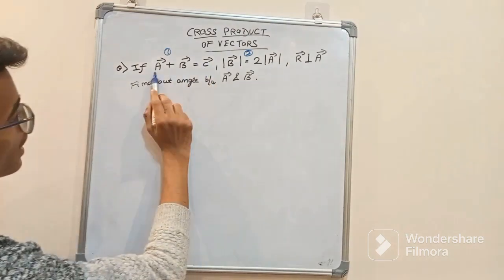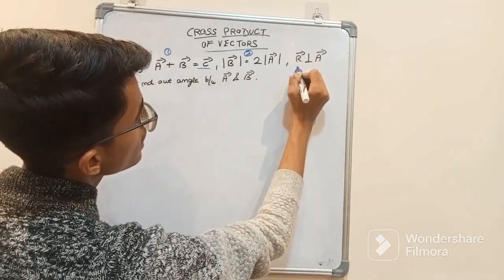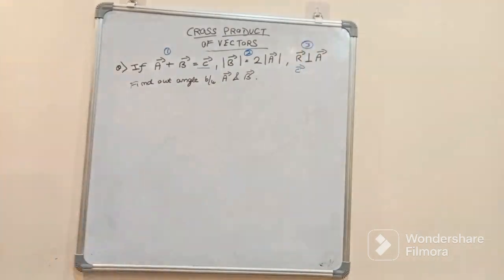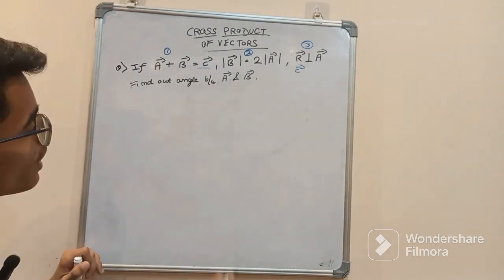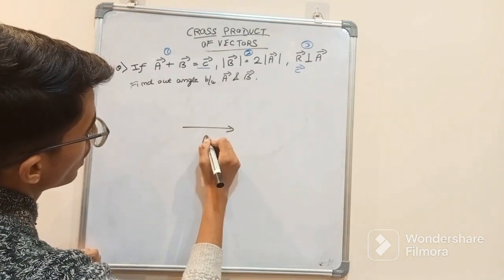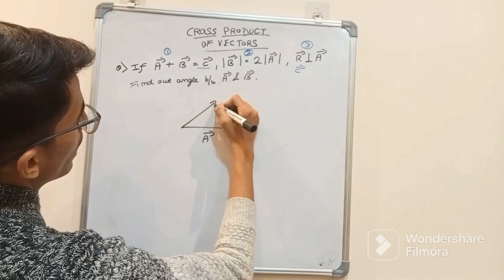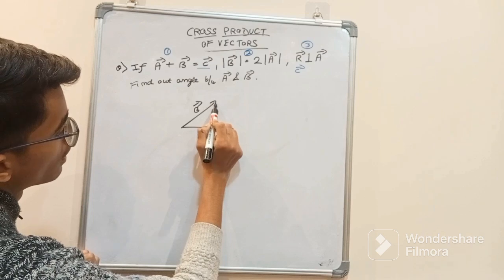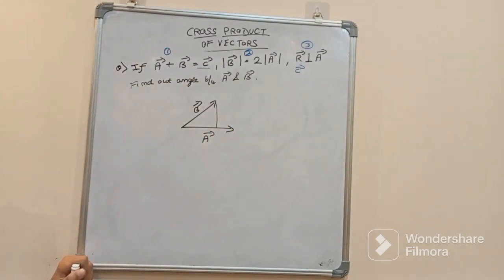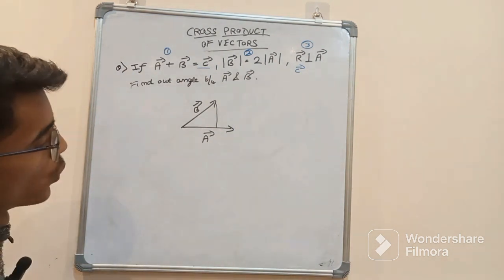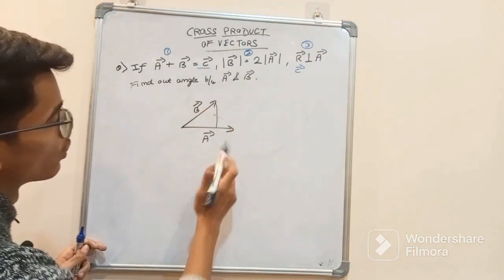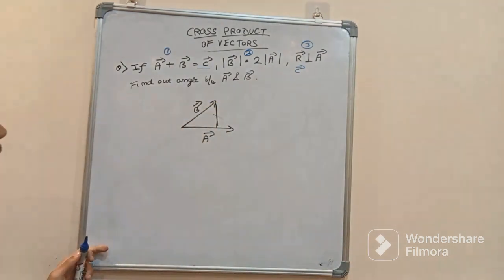The resultant vector, that is C vector, is perpendicular to A vector. That is the third information. Find out the angle between A vector and B vector. So, if this is our A vector and this is our B vector, this will be a resultant vector. But no, this will not be a resultant vector. This is no rule. We cannot join it in any way.